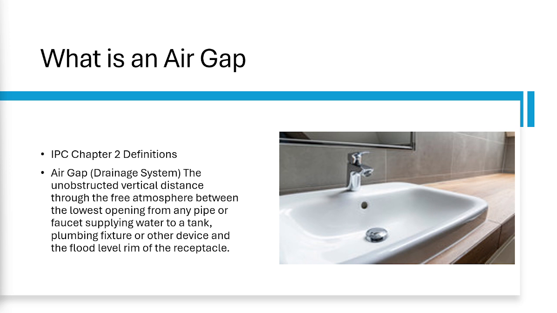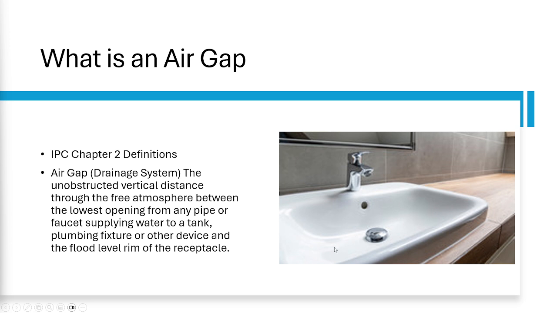In the IPC, the International Plumbing Code, Chapter 2, the definitions, the air gap is defined as the unobstructed vertical distance through the free atmosphere between the lowest opening from any pipe or faucet supplying water to a tank, plumbing fixture, or other device and the flood level rim of that receptacle. In this example, it's a standard vanity sink. All sinks have an air gap built into them. This is the receptacle, the basin, the sink itself.